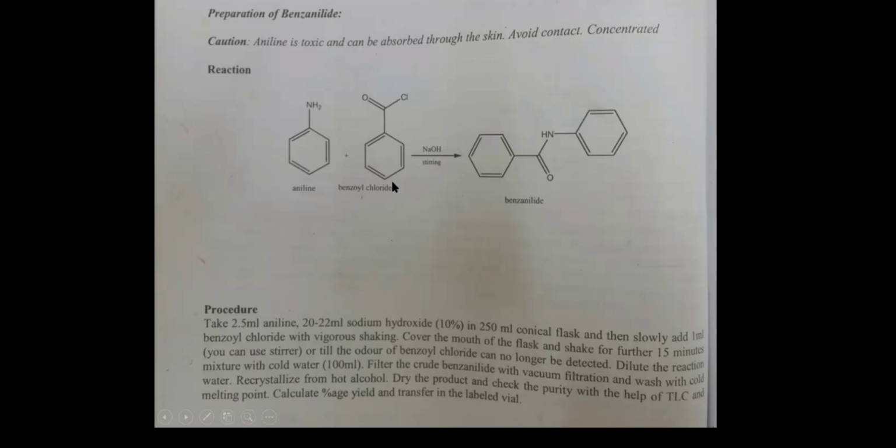Benzoyl chloride is actually the acid chloride, and we can synthesize such acid chlorides or acid halides from the acids, or you can say the precursor of these acid halides are acids. For this reaction, you have to take 2.5 ml of aniline and 20 to 22 ml sodium hydroxide, which is 10%. 10% means you have to take 10 grams of sodium hydroxide in 100 ml and then dissolve it. And from that solution, you have to take 20 to 22 ml of sodium hydroxide for this reaction.